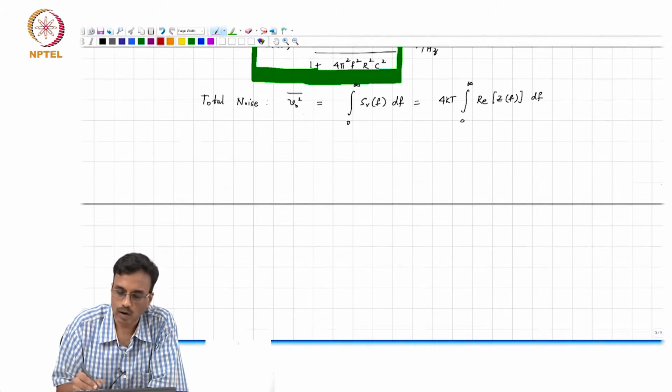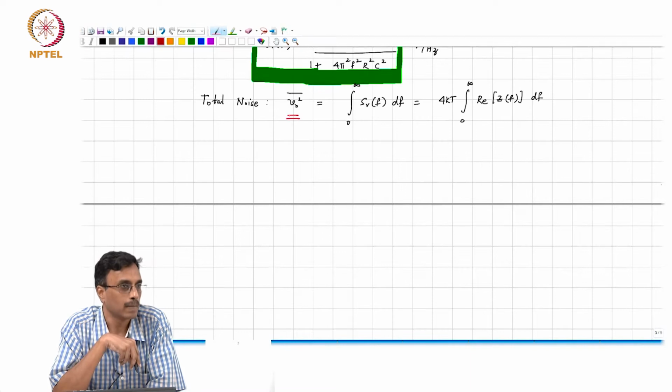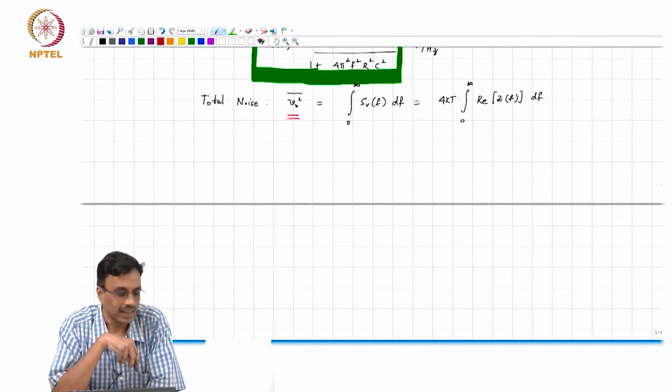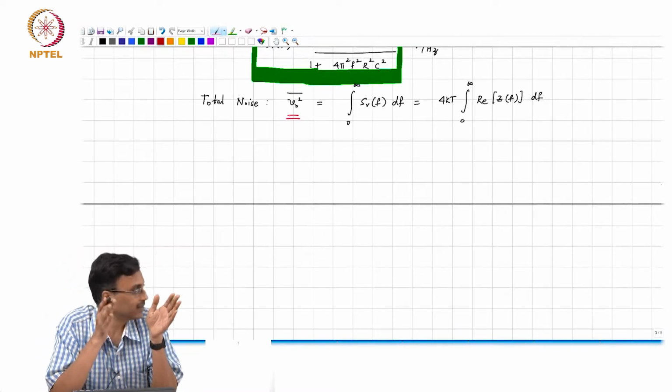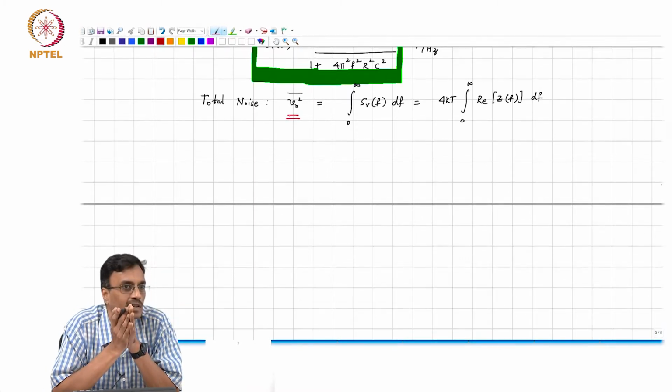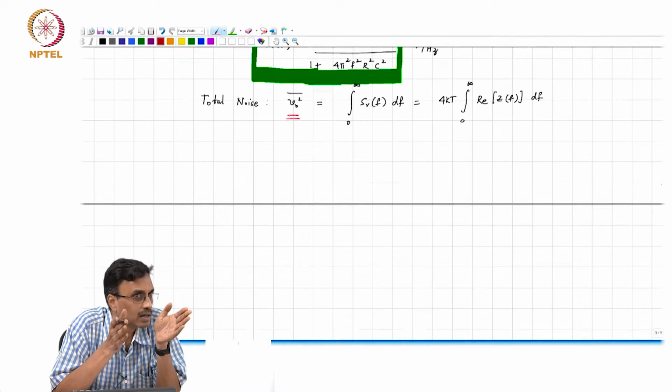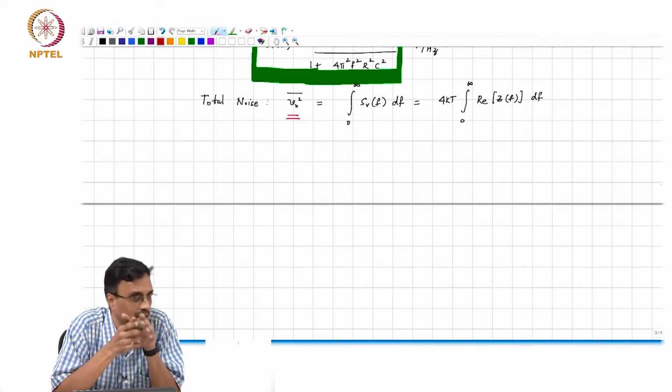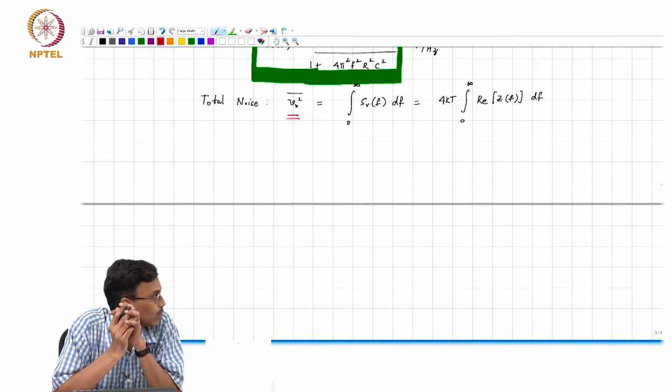All right. Now, it turns out that in a lot of practical situations, we are only interested in the total mean square noise. Okay. In other words, let us backtrack a little bit and see what we have done so far to determine the total noise. What have we done? Yes, can you remind me what we need to do?